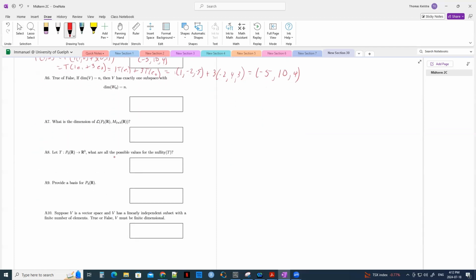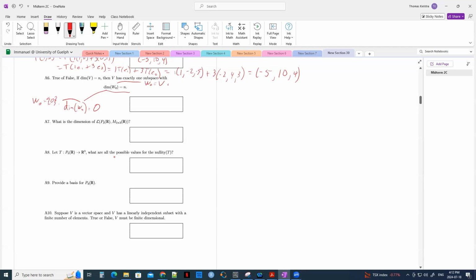Next, we have a true or false. If the dimension of V is n, then V has exactly one subspace W_0 that equals V. Yes, this is true. This was one of the theorems that you guys did in your tutorial worksheets. It also has one such that the dimension of W_0 equals 0. And here, W_0 equals V, and here, W_0 equals the set containing the 0 vector.